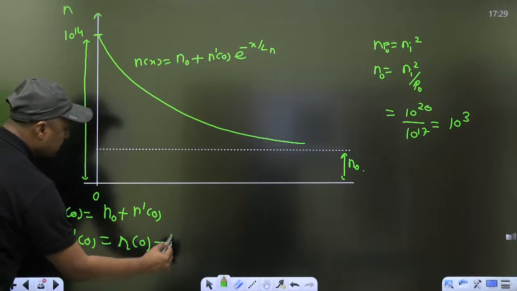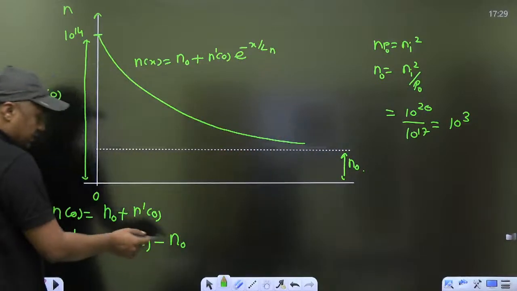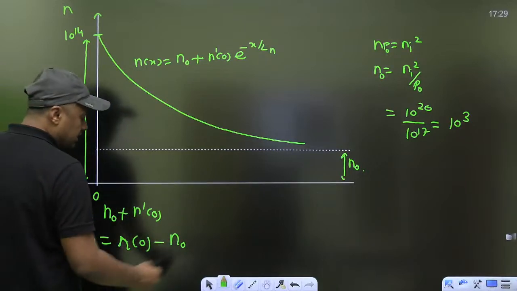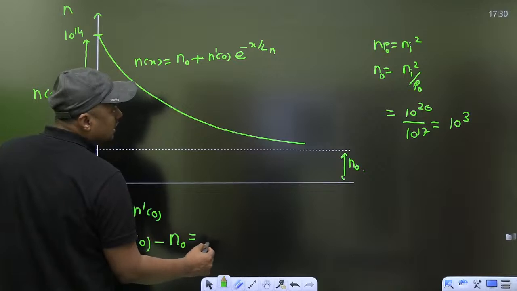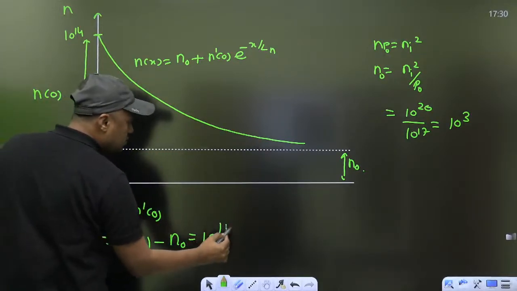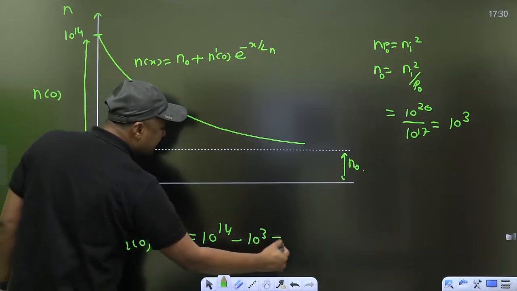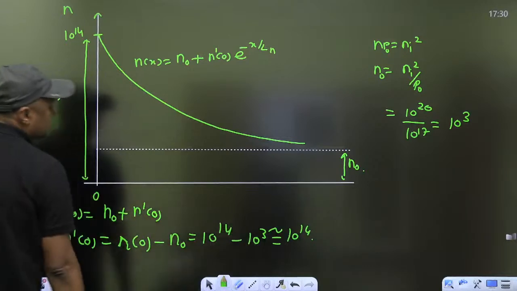Total hole concentration means thermally generated. According to this concentration, what was the initial electron concentration? What is the electron concentration at this point? N0 is equal to 10 to the power 14 minus 10 to the power 3, that is nearly equal to 10 to the power 14, because that is very, very less.